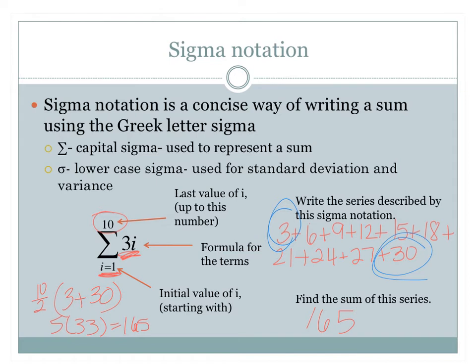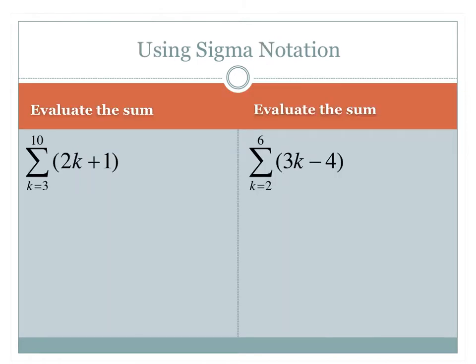So let's look at some more. We're going to evaluate the sum of 2k plus 1. That's our pattern. That's the rule for this series. Starting with k equal to 3, going up to k equal to 10.